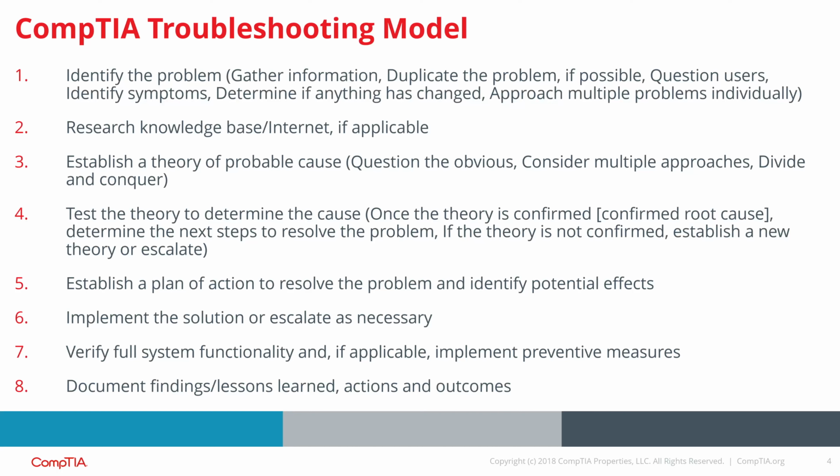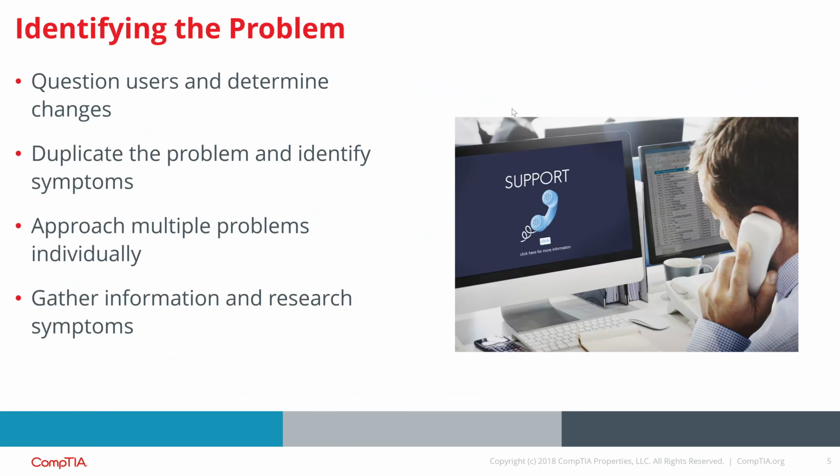So we're basically going to go through what it really means to identify the problem, and this is really the first step. Gathering information, duplicate the problem if possible, question users, look for the symptoms, determine if anything's changed, approach multiple problems individually. Here's where we go a little bit deeper into identifying the problem. You can question, duplicate, approach, gather.